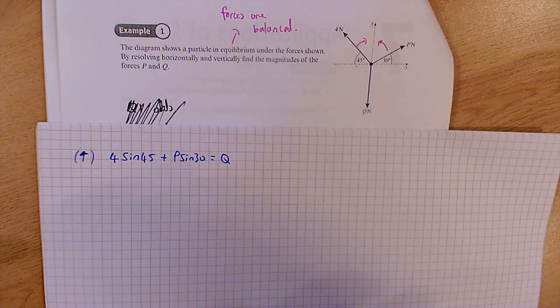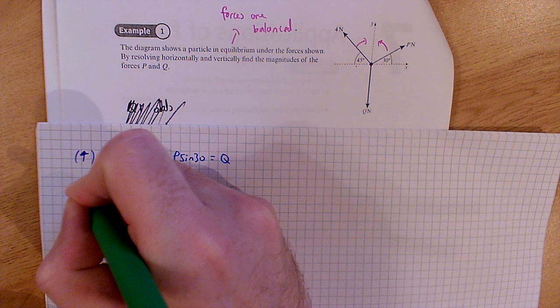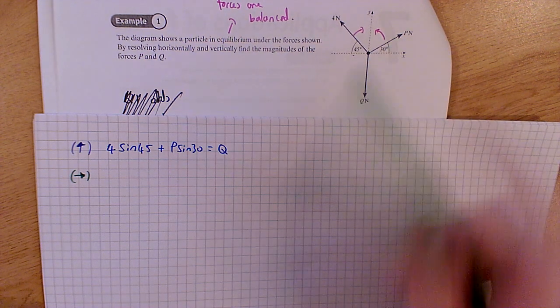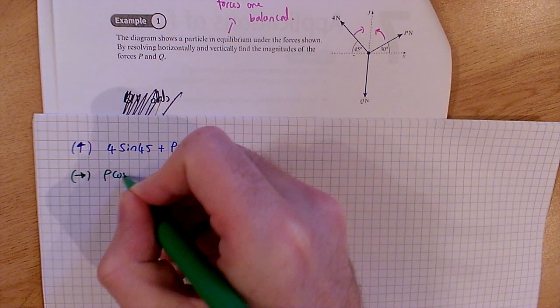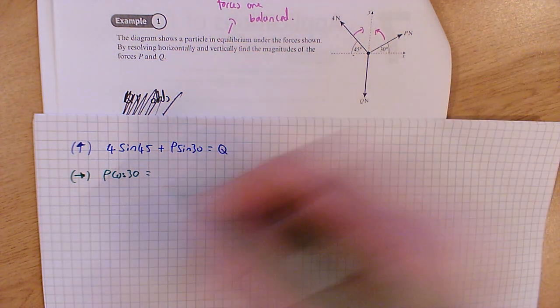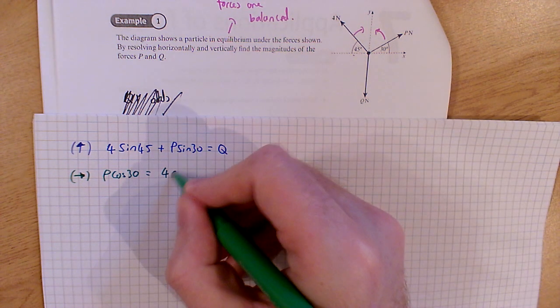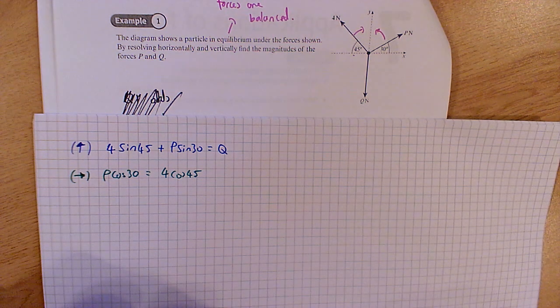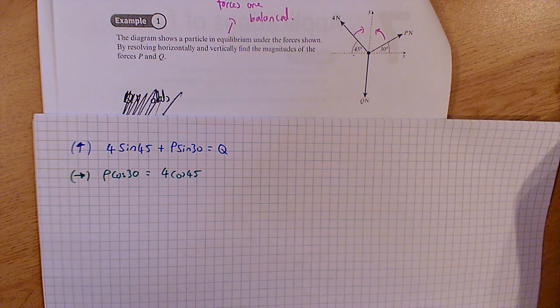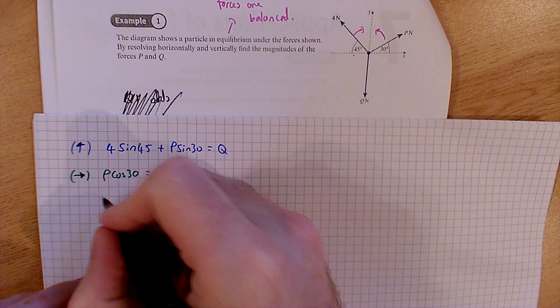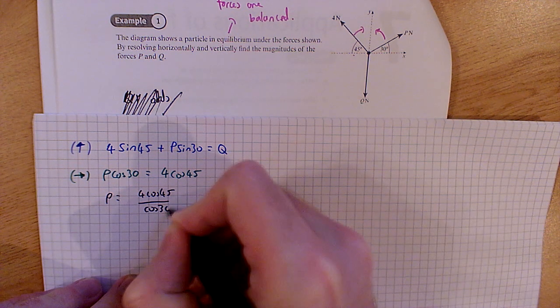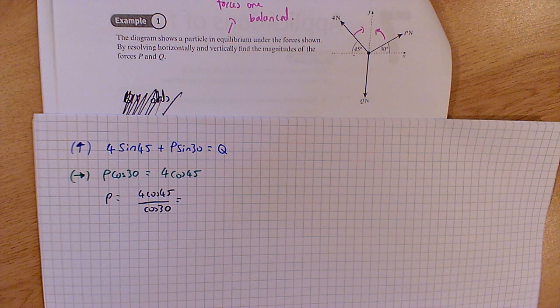We can then go to the side, so to the right hand side. So if we take right as positive, this one is P cos 30, that's the only one going to the right, and the only one going to the left is here, which is 4 cos 45. And obviously the Q doesn't come into it because the Q is only a vertical force. So then we look at those, there are two equations. Hopefully we spot that the second one only has one unknown, P, so from the second one P is 4 cos 45 divided by cos 30, which is going to give us an answer.